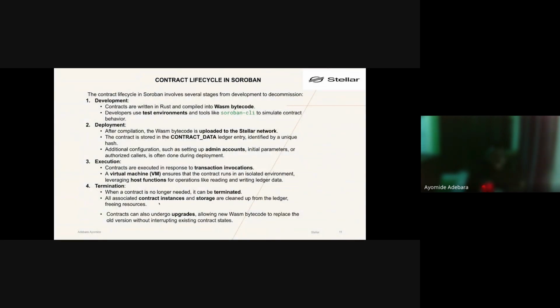The next thing is termination. When does termination occur? Termination occurs when a smart contract is no longer needed. In that sense, it can be terminated. And when it is terminated, all the associated contract instances and storage are cleaned up from the ledger, freeing up resources. And this can take us back to the idea of the temporary storage.